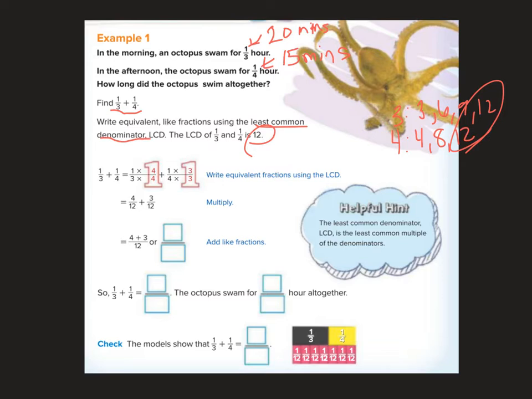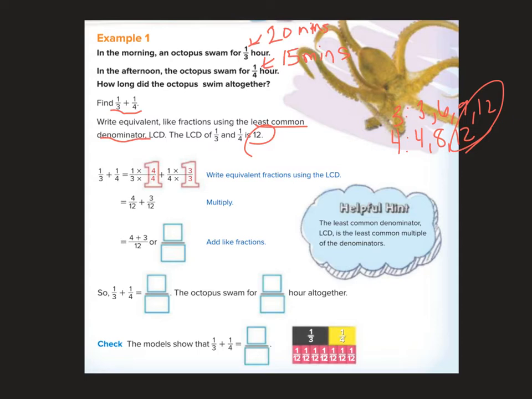Multiple means count by. Some of you are still getting that mixed up between factors and multiples, right? Factors are smaller numbers that we're multiplying together to get the bigger number, the product. And multiples are counting by the number. So whenever we're finding the least common multiple, it's going to be larger than the two numbers we're looking at.